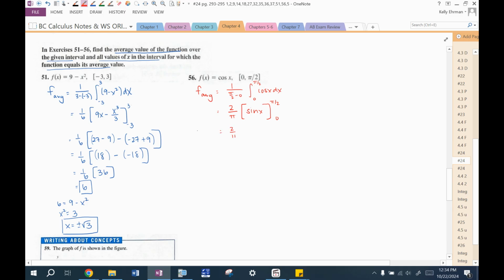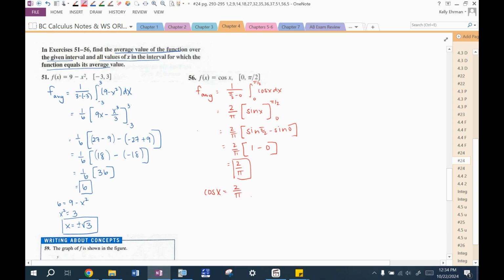So 2 over pi times the sine of pi over 2 minus the sine of 0. Sine of pi over 2 is 1. Sine of 0 is 0. So 2 over pi is my solution. That's the average value of f. So we're saying on this graph, the average y value is here. And then we're supposed to find when cosine x is equal to 2 over pi.